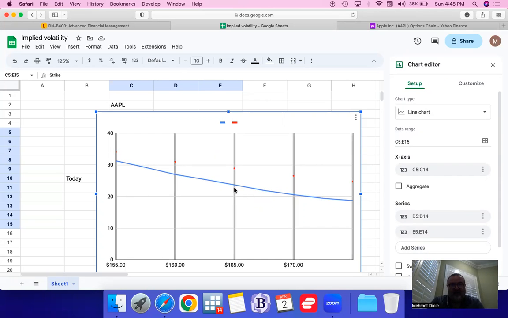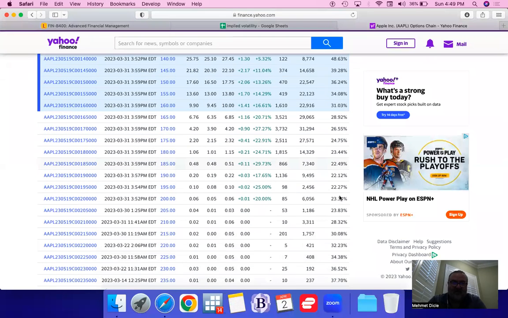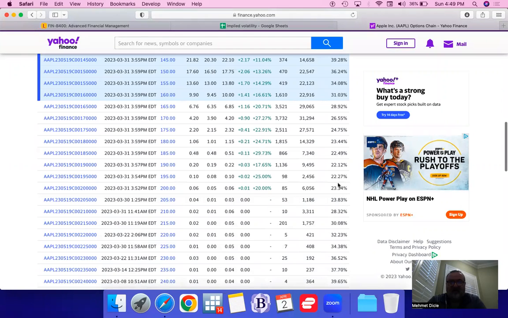Notice we have a chart, and 165 is our current level, so that's the at the money level. To the right-hand side, you have the out of the money call options, and to the left-hand side, you have in the money. Notice that the implied volatility is higher for in the money, and then it goes down for out of the money call options. But when you look at the chart, you notice that after deep out of the money, the implied volatility seems to lift up.